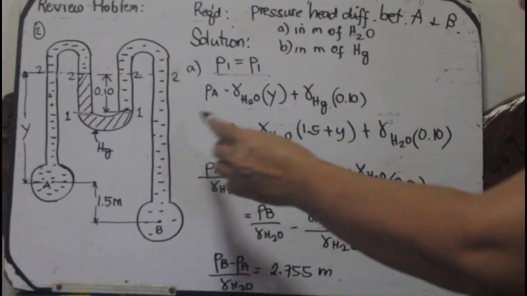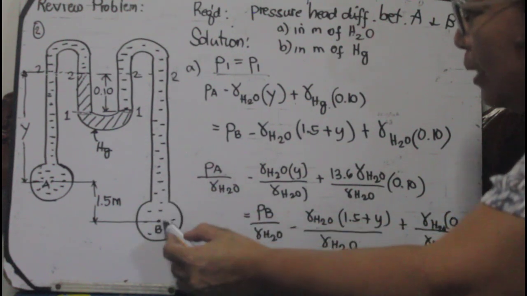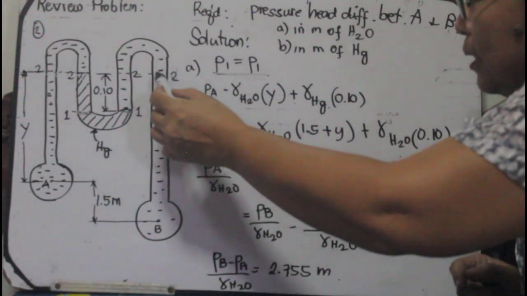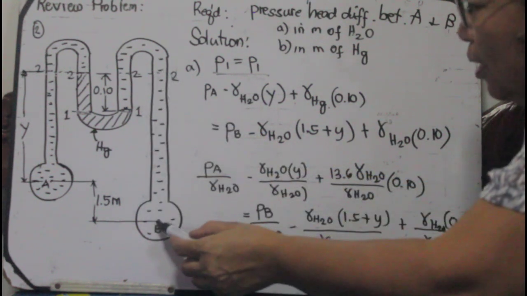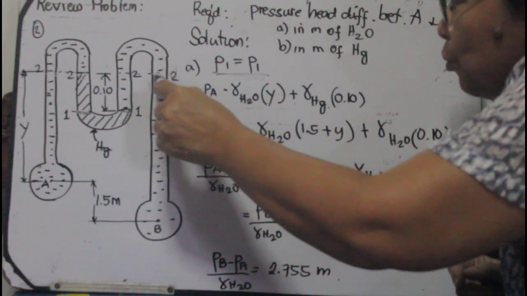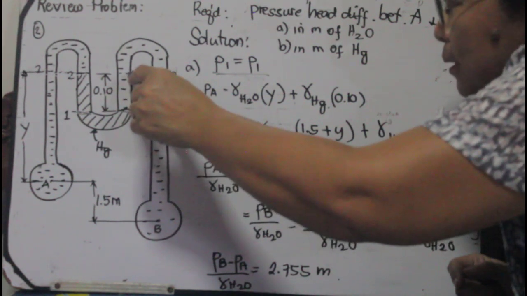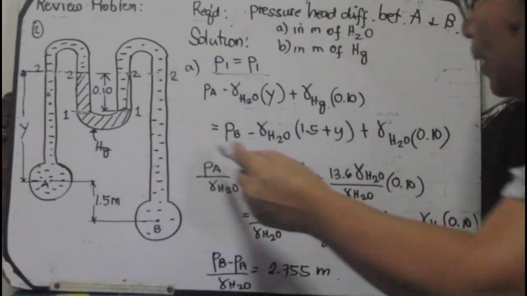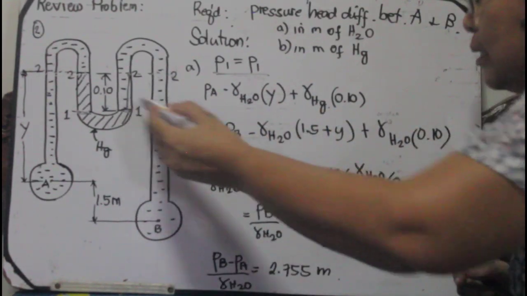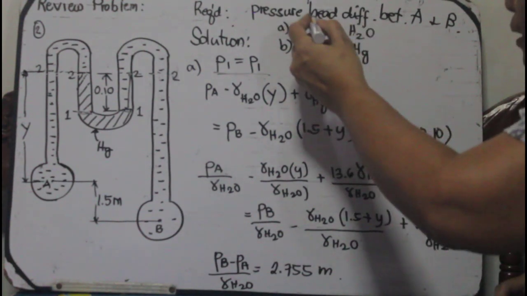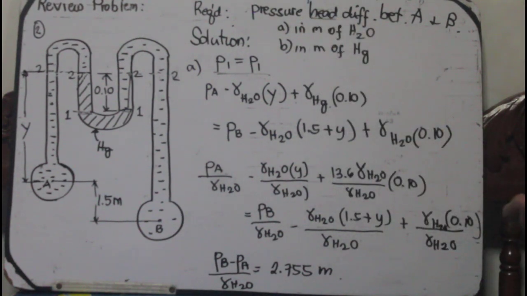Ano naman yung pressure at 1? That is caused by the pressure at B minus this height. At yung height na yun ay 1.5 plus Y. So, andito ka na sa 0.2. Then, minus or plus. Kasi pababa ka, plus the unit weight of water that stands 0.1. And we are required to find the pressure head difference, not the pressure.